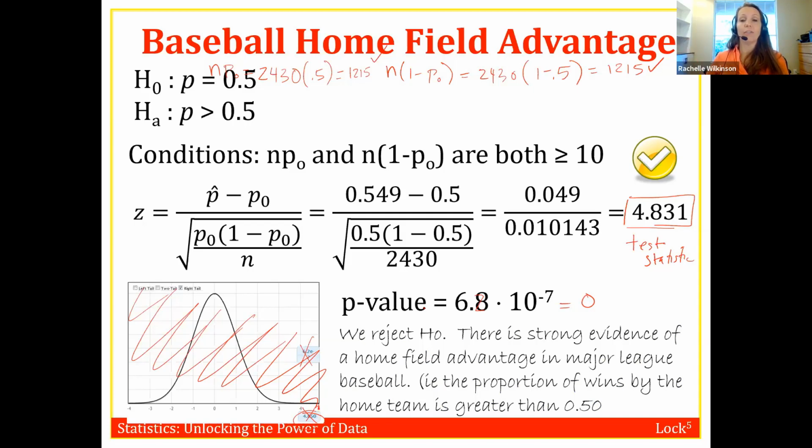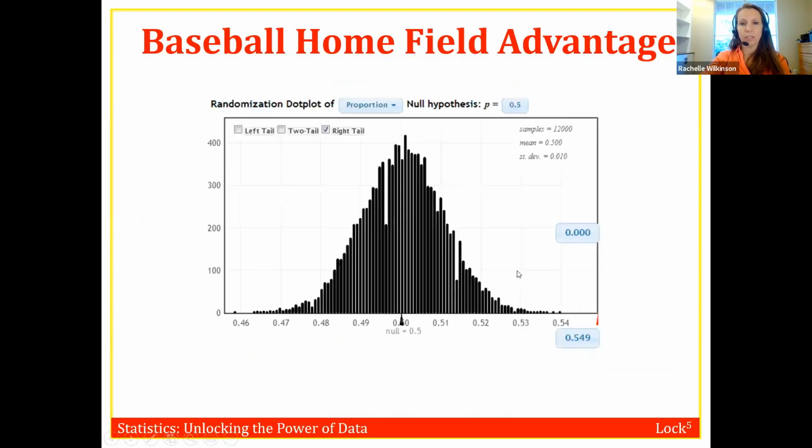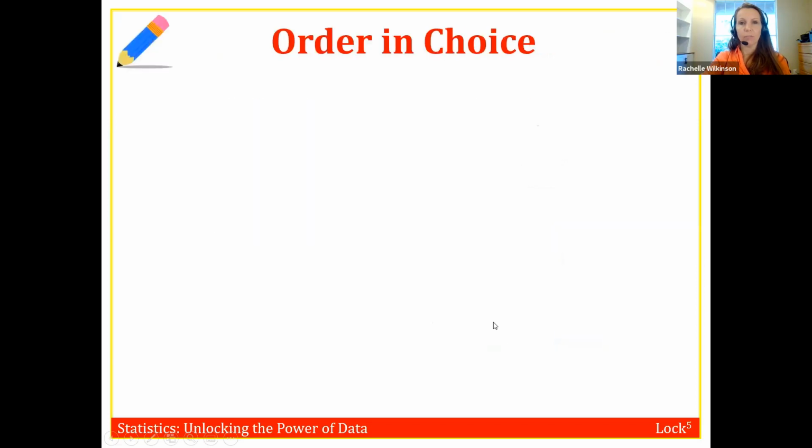There is strong evidence that the proportion of wins by the home team is greater than 0.5. The next example, I'm going to skip over because I want to make sure we get to confidence intervals here at the end. This is just showing that if we do the same test with a randomization distribution, we essentially get the same answer.